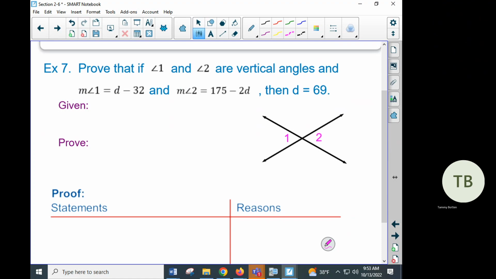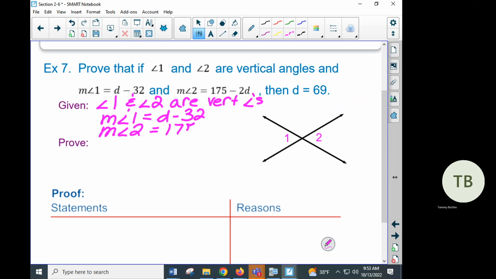So it says here that we're given angle 1 and 2 are vertical angles. And I use VERT for angles and then my little angle symbol, for vertical angles, that's how I'd write it. They also give us that the measure of angle 1 is d minus 32, and the measure of angle 2 is 175 minus 2d. And what they want us to prove is that d equals 69.